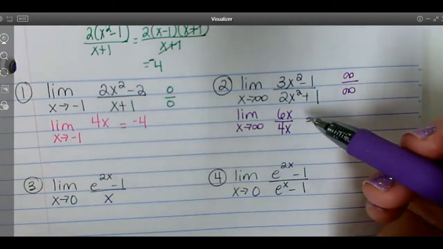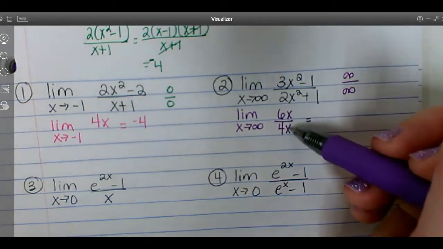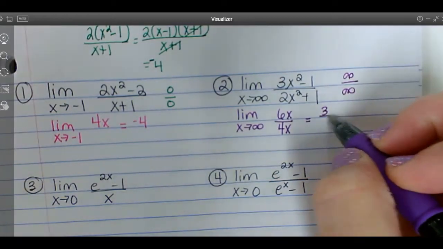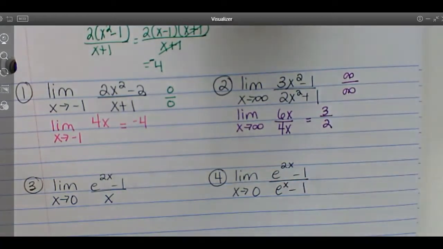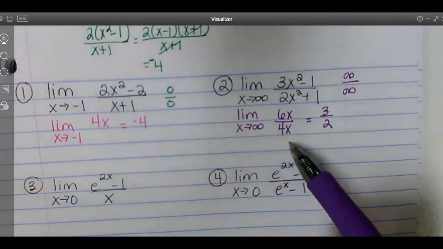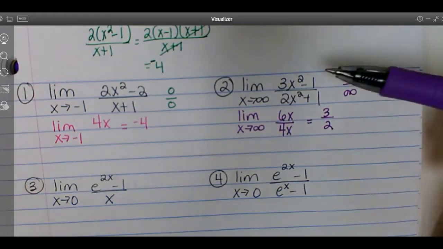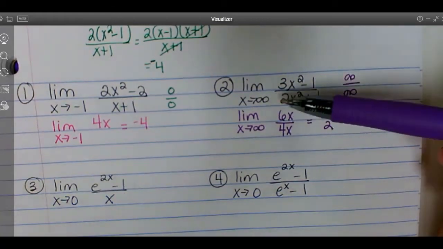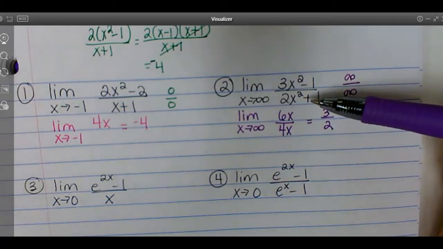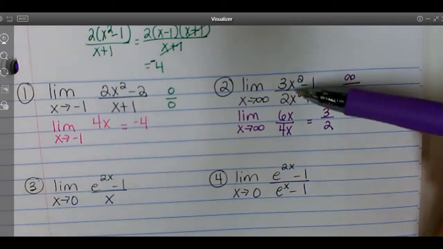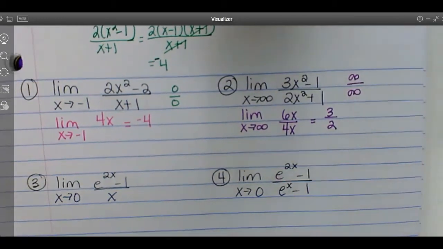Don't just start plugging in infinity until you've simplified. Here you can simplify, and so you get 3/2. Yes, you would still get infinity over infinity, but you can just go ahead and simplify there. Whenever we did limits as x approaches infinity, we looked at top and bottom having the same degree, and that's how we found the limit of that one before.